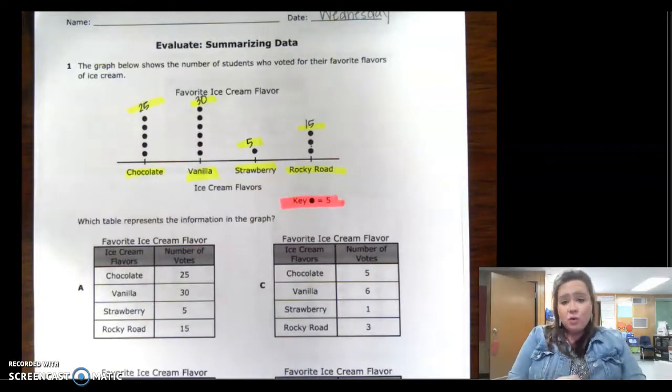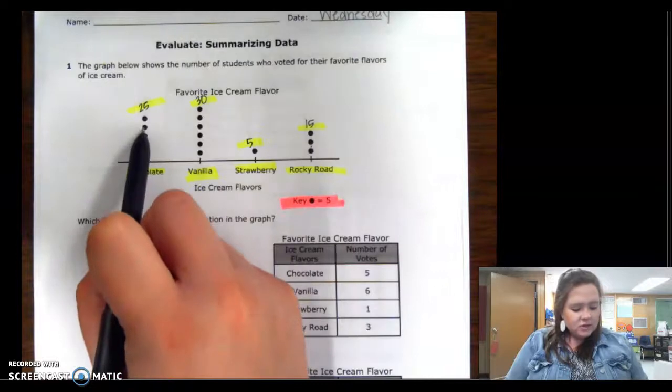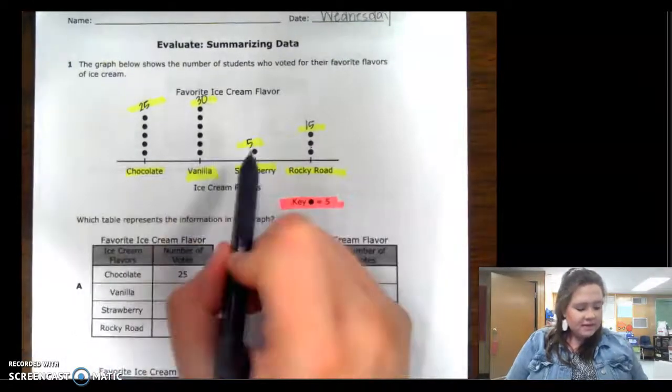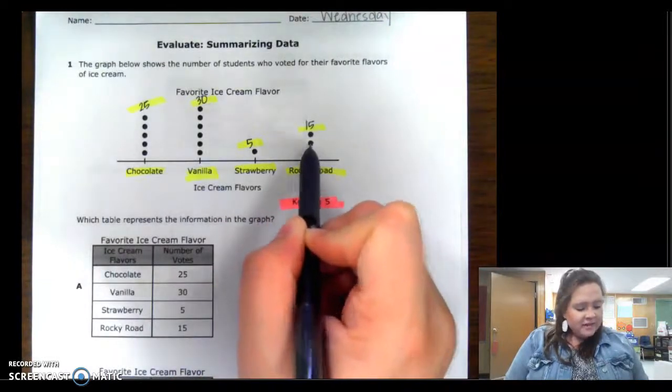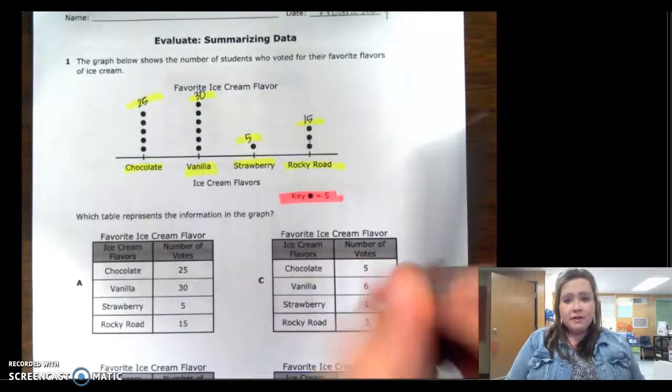I could find the total number of students who voted in this, and we can do that. Let's try that. 5, 10, 15, 20, 25, 30, 35, 40, 45, 50, 55, 60, 65, 70, 75. So 75 different students were asked for their favorite flavors of ice cream.